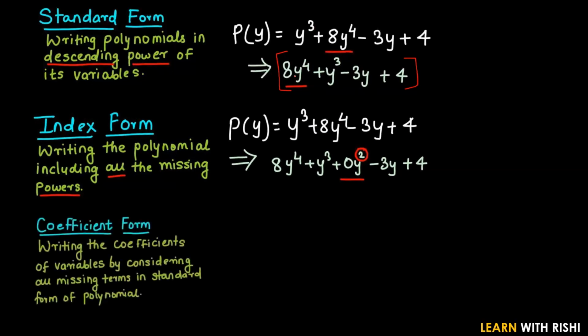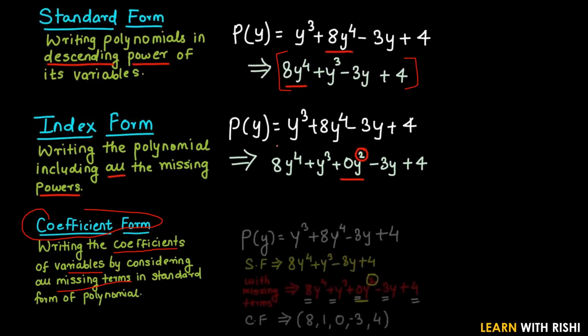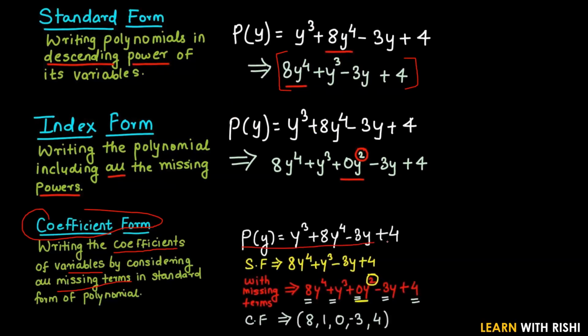Last one is the coefficient form. In coefficient form, you have to write only the coefficients of the variables, by considering all missing terms in the standard form of polynomial. So in coefficient form, what you have to do? Suppose I'm taking the same question. So this is my polynomial. First, you have to write that polynomial in standard form.